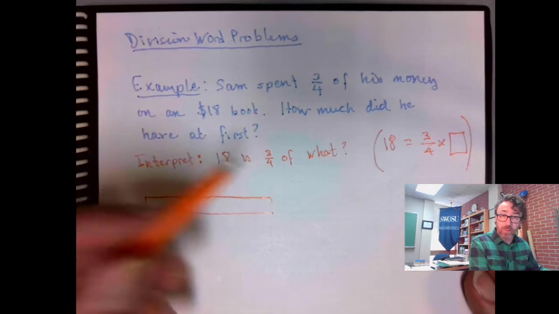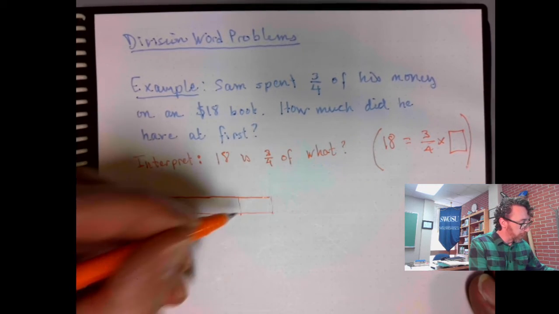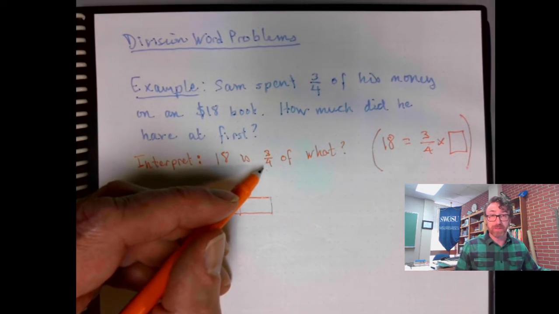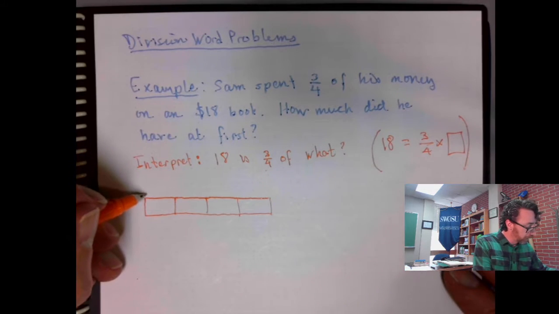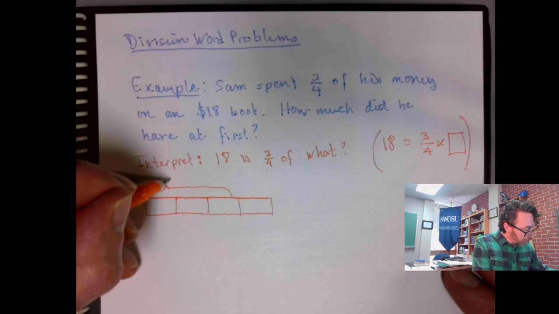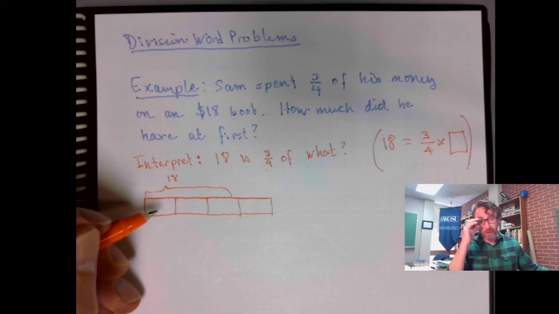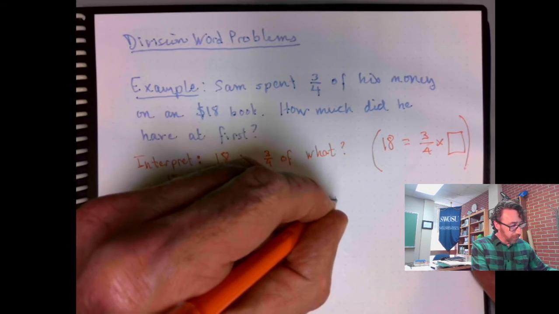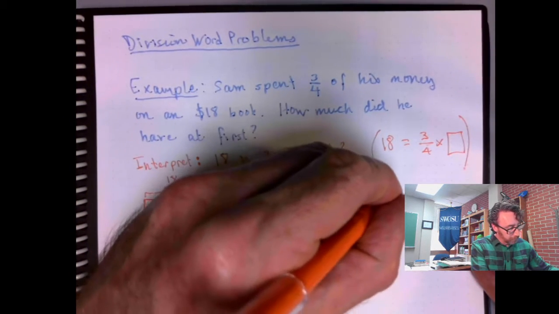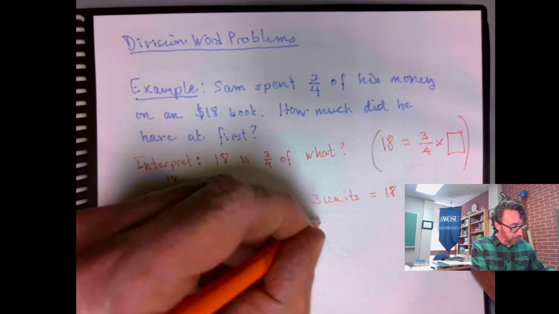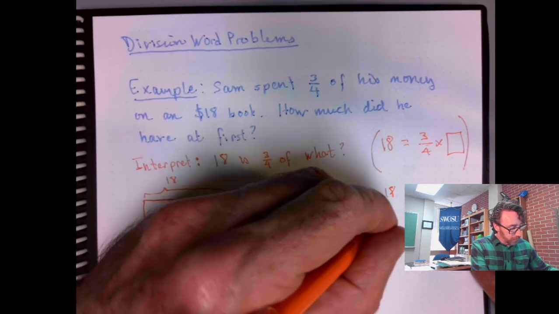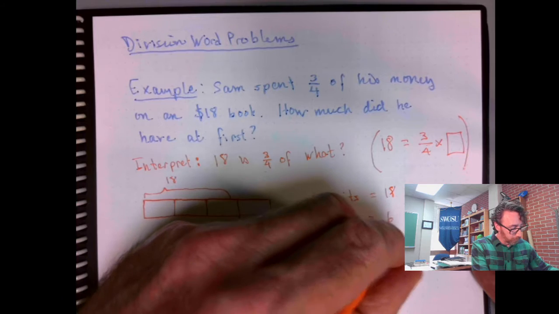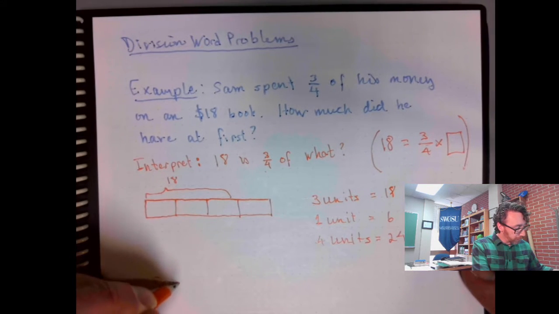So we're talking about 3/4, so I should break my bar up into 4 pieces. Remember, the denominator tells you the number of pieces to work with. Now the book costs $18, and that costs Sam 3/4 of his money. So over here we can see that 3 units in the bar diagram equals $18. Therefore, 1 unit equals 6, or 4 units equals 24.